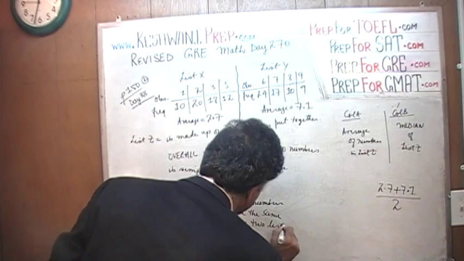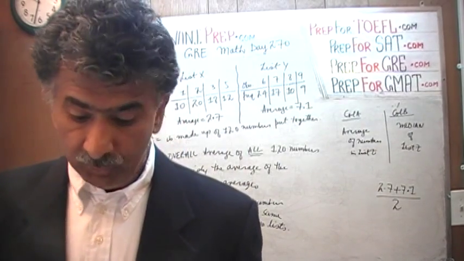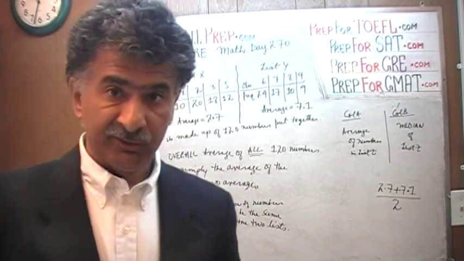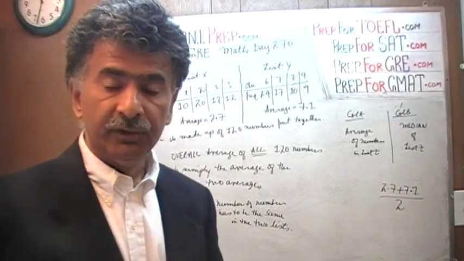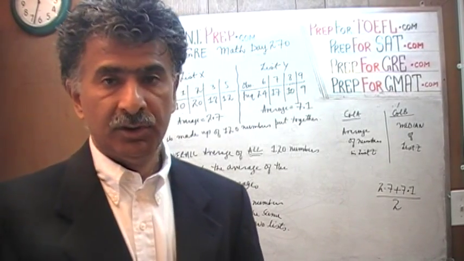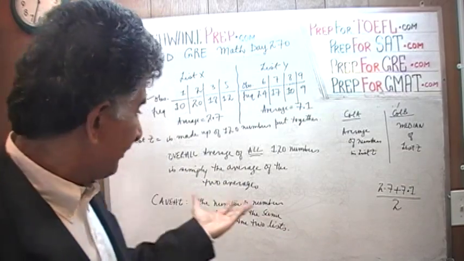Now, if it turns out that the number of numbers in the two lists is not the same, let's say one list has 10 numbers, the other one has 20 numbers, then it doesn't change anything. It simply means that now we have to take the weighted average. If one list has twice as many numbers as the first list, then you have to take the weighted average, which is essentially what this is.